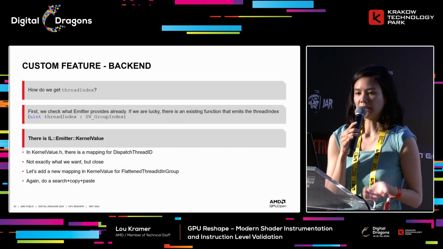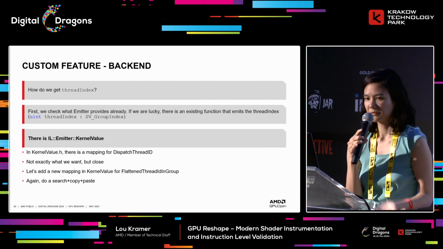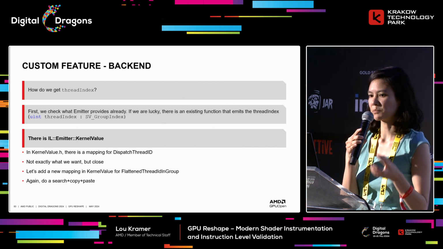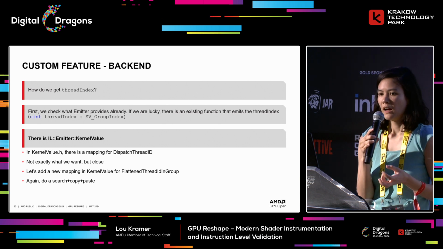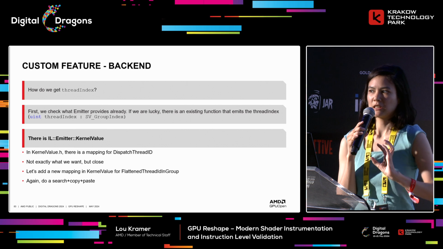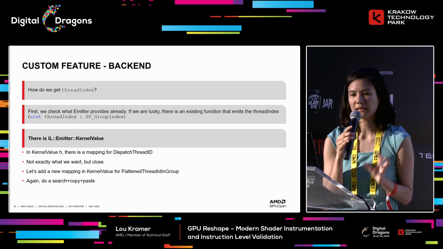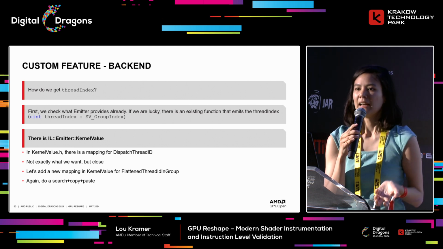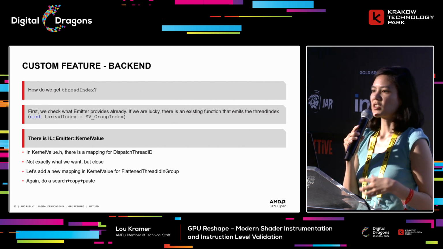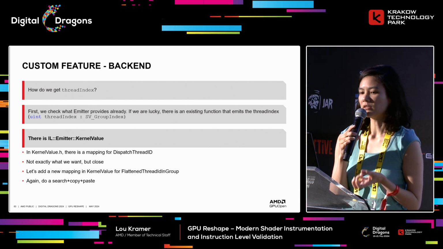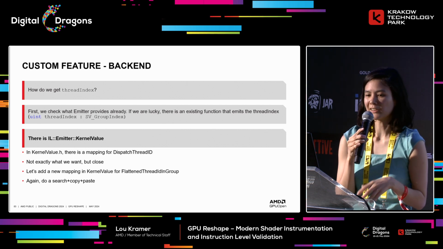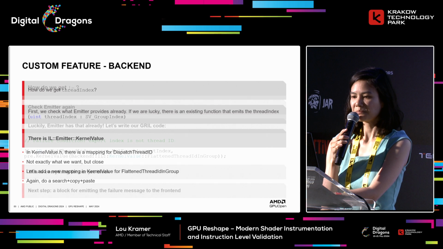So how do we get thread index? The first course of action is that we just check emitter and see if there is a function that provides this information. It doesn't, but it does something close. There is a kernel value that has a mapping to dispatch thread ID. It's not exactly what you want, but it's really close. So what we can do is we just add a new mapping in kernel value for flattened thread ID in group, which is what we want. So again, it's kind of like a search, copy, and paste job.